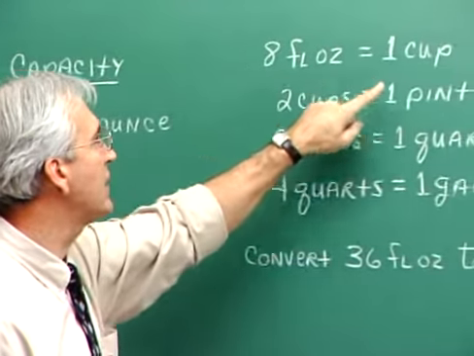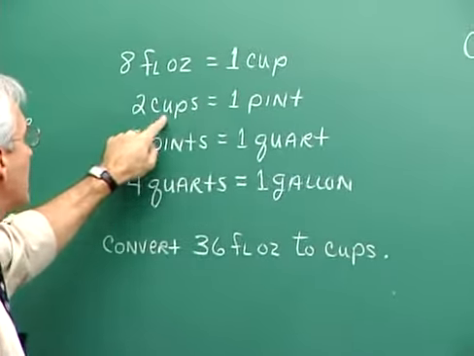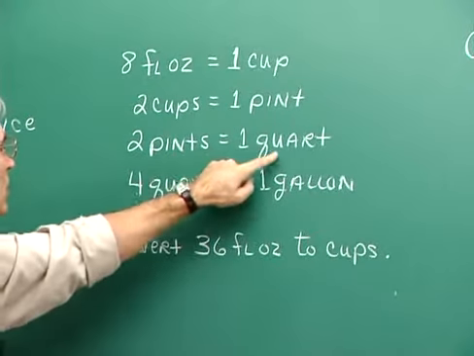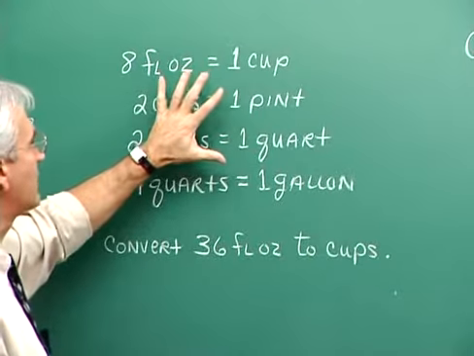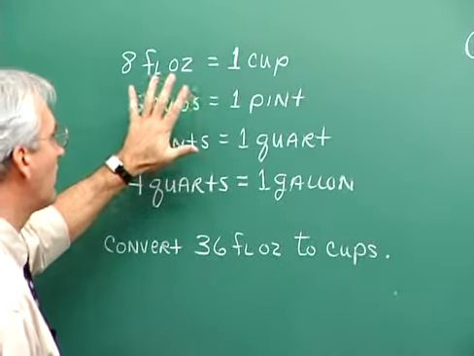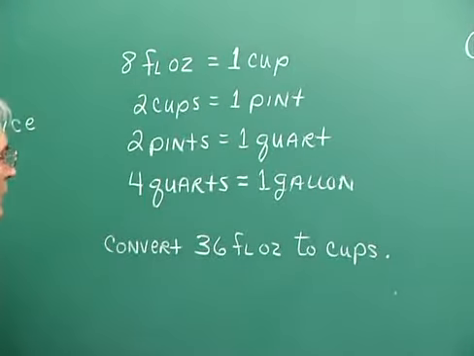8 fluid ounces is equal to 1 cup. 2 cups is 1 pint. 2 pints is 1 quart, and 4 quarts is 1 gallon. Now, refer back to this chart often when going through the conversions if you're not familiar with them.